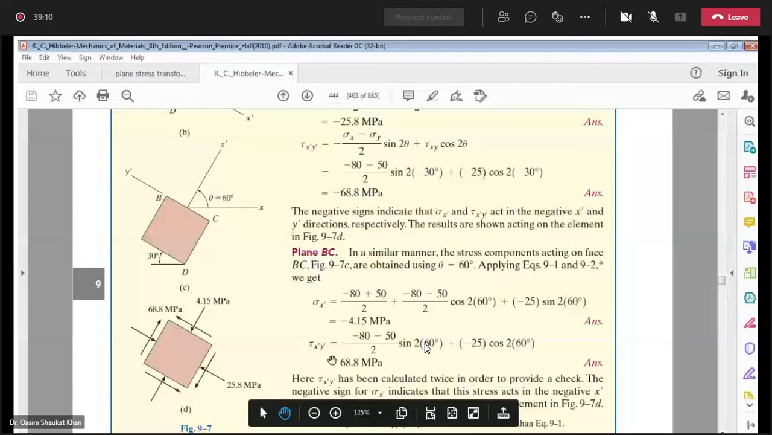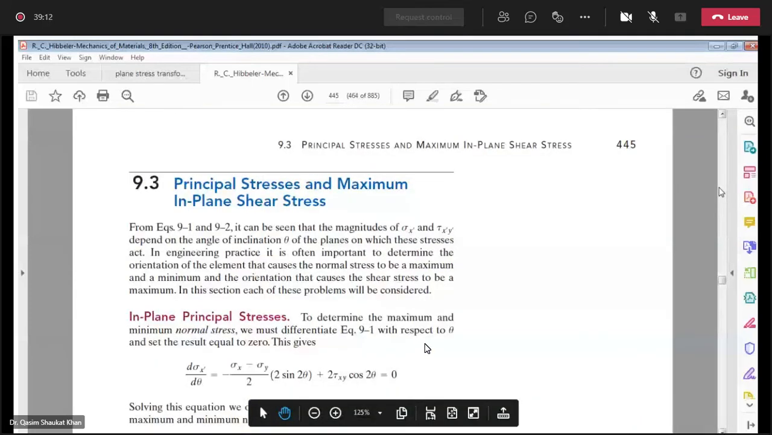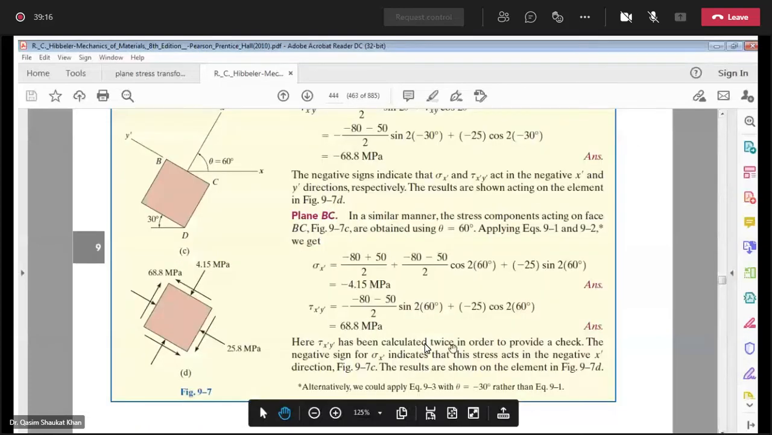Here, tau x dash y dash has been calculated twice in order to provide a check. The negative sign for sigma x dash indicates that this stress acts in the negative x direction. Next, we can show our results in this form. We can also show our stress in this form.